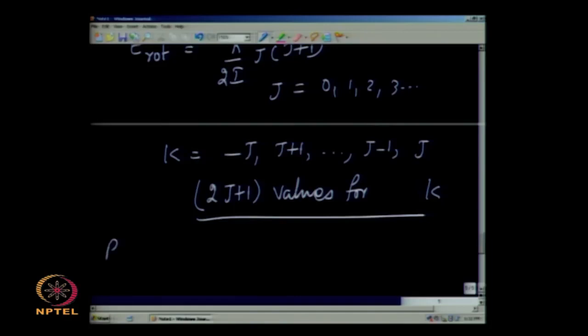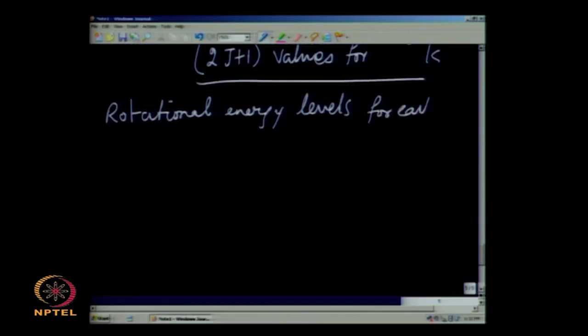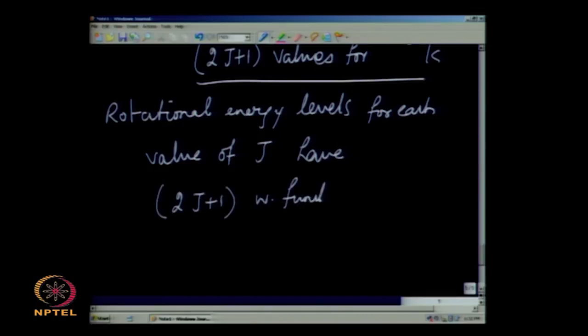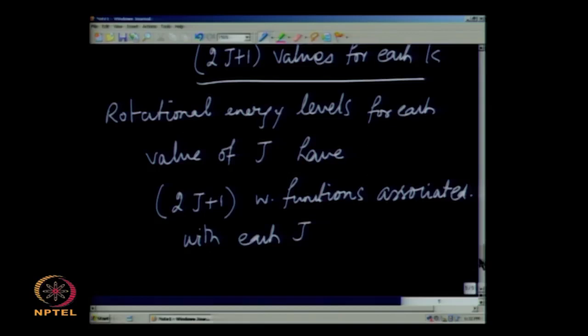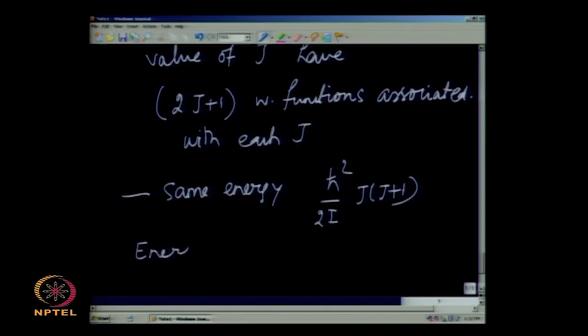Which means that the rotational energy levels associated with the diatomic molecule, for each value of j, have 2j plus 1 wave functions associated with them. Associated with each j, all of them have the same energy given by this formula, h bar square by 2I j into j plus 1. Therefore, the energy levels are degenerate, or 2j plus 1 fold degenerate.